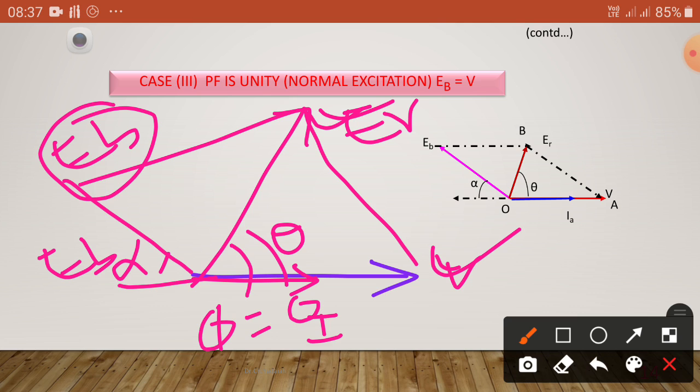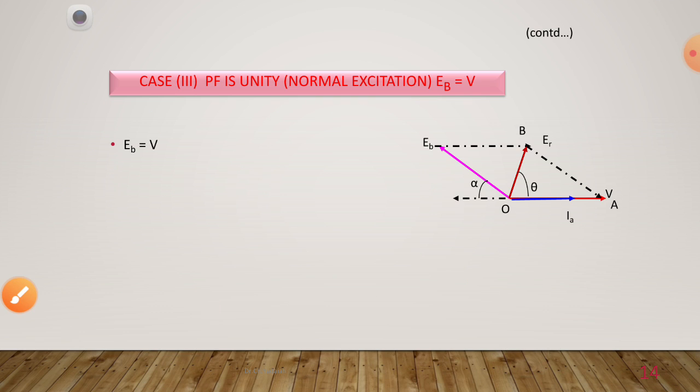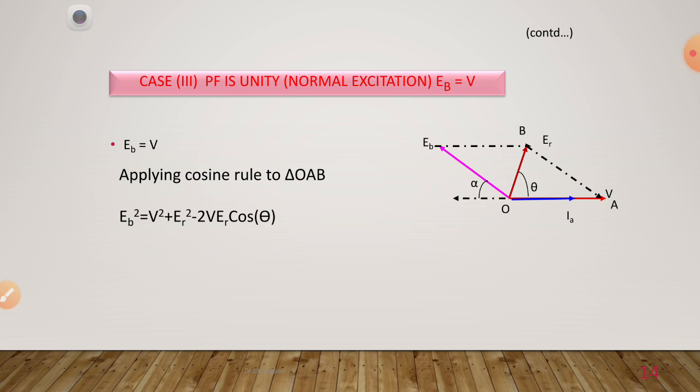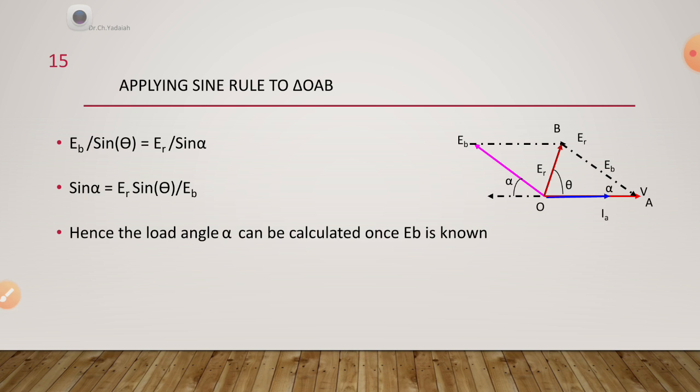Now, applying the sine rule, EB opposite to sin theta is equal to ER by sin alpha. We are going to get simple equations. EB is equal to V; applying the cosine rule, EB whole square is equal to something, and applying the sine rule, we get EB by sin theta is equal to ER by sin alpha. So sin alpha is equal to ER by EB sin theta. Hence the load angle alpha can be calculated once EB is known.